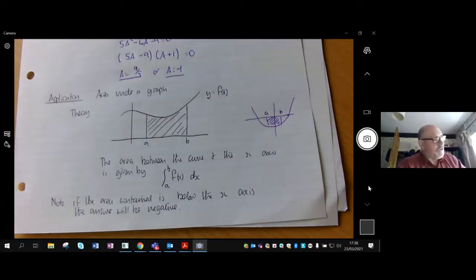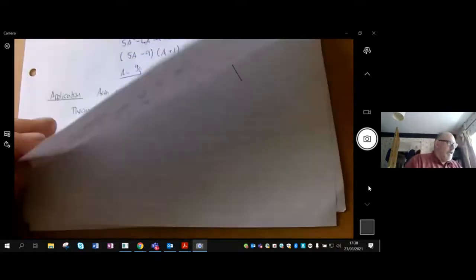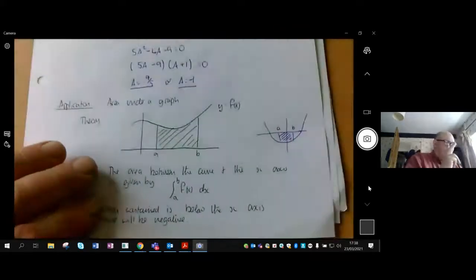Now, there are a couple of issues there. If you've got an equation, and I've not set one like this, but maybe your teachers will. No, I'll do that at the end. I'll show you at the end a potential problem.